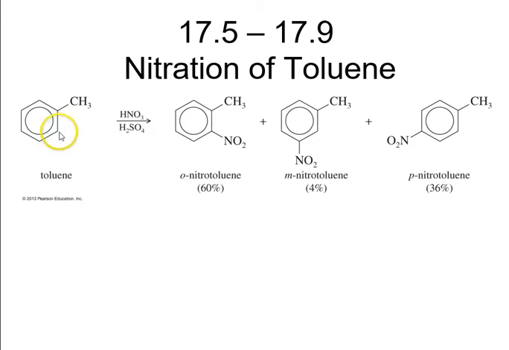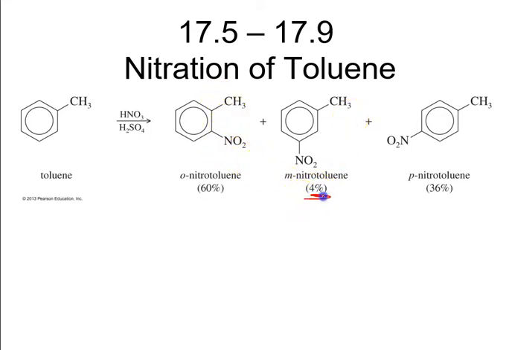There are 3 places. I can nitrate the ortho position, I can nitrate the meta position, or I can nitrate the para position. Okay? Now, do I get a statistical mixture of all 3? 33% of each one? Well, you can read, apparently I do not. I get mostly the ortho, then the para, and then a very small amount of the meta.